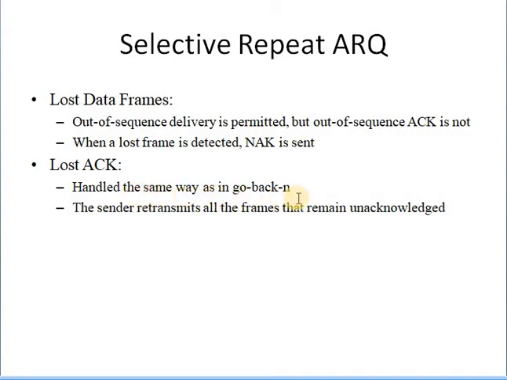And in Go Back N protocol, if the acknowledgement of a frame is not received within a time, all frames starting from that frame are retransmitted. In this situation also, selective repeat ARQ retransmits all frames that remain unacknowledged. Remember these things: how selective repeat ARQ handles lost data frames, and how it handles a lost acknowledgement.